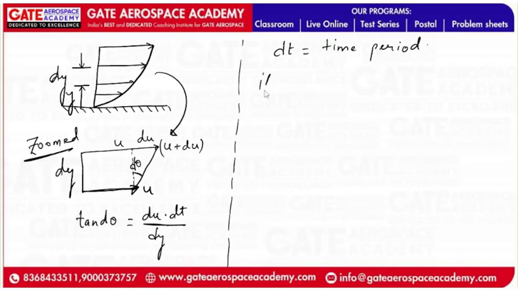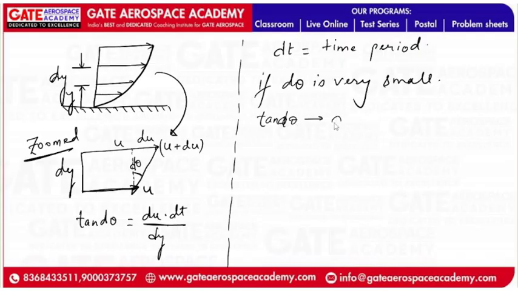So now if d theta is very small, see, the changes are very small. Why? Because you are taking a very small gap dy. So the layers are very close to each other. Since the layers are very close to each other, hence d theta is very, very small. So while this d theta is very small, it simply means that tan d theta will tend to d theta.